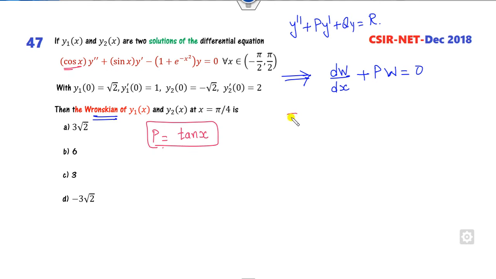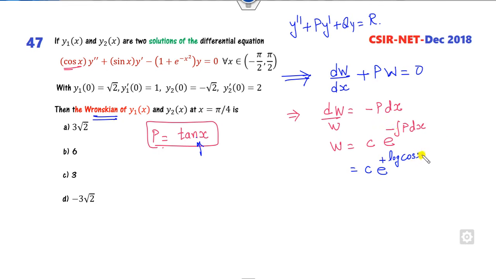Fine. Now if I substitute here, what is the meaning of that? If I integrate, this is minus the integral of P dx. So it is C e raised to power minus the integral of P dx. Now if P is my tan of x, what is the answer of this? E raised to power minus the integration of tan is minus log of cos x. So the answer is C cos x.